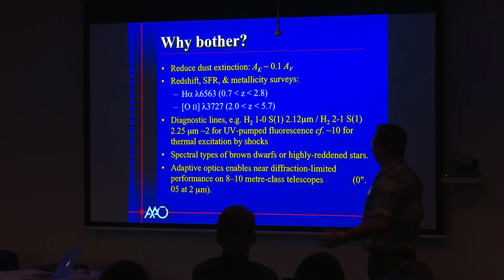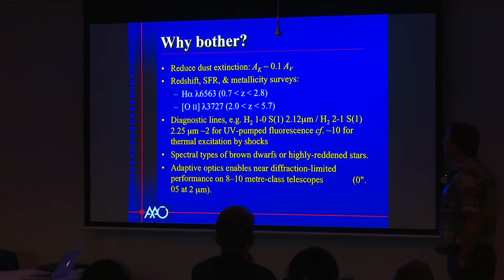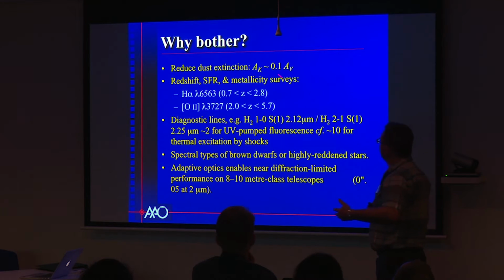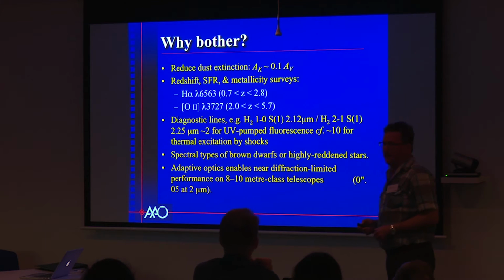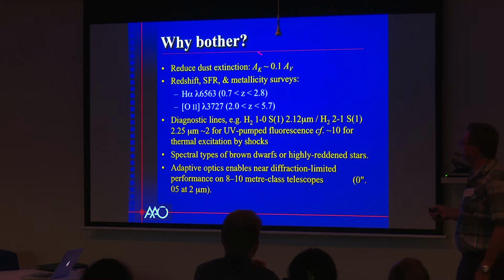So you might think, well, if it's that difficult, why would we bother observing the near infrared? Well, several reasons. First of all, the extinction due to dust in the K-band is about 1/10 of what you see in the optical. And of course, extinction, being a magnitude effect, this is actually a much, much greater factor.